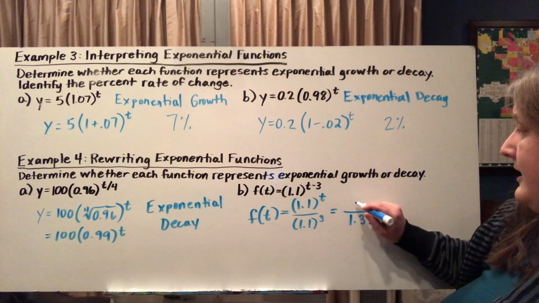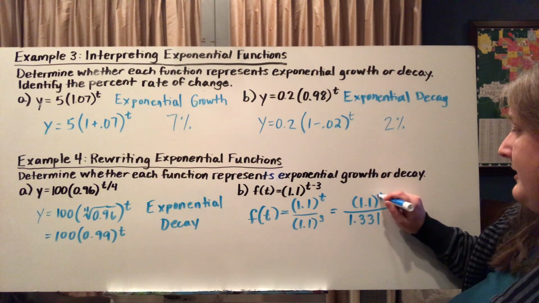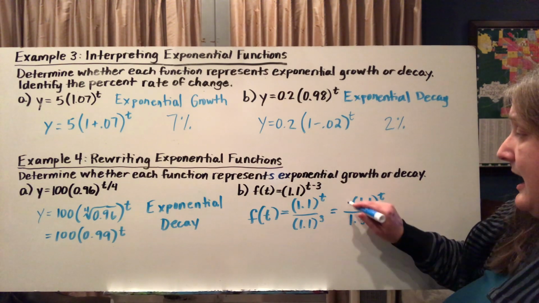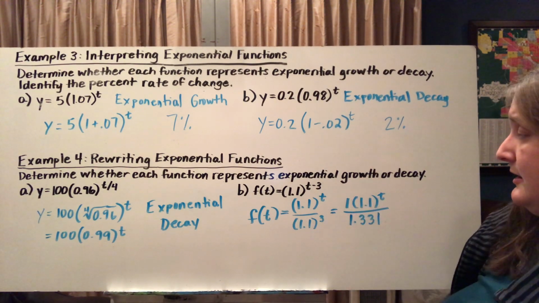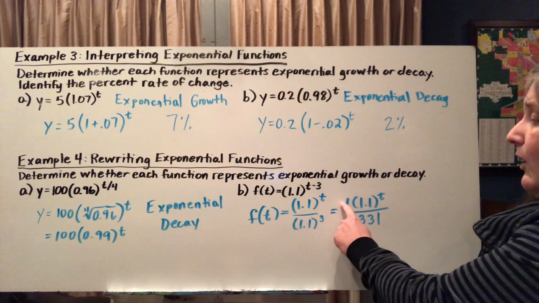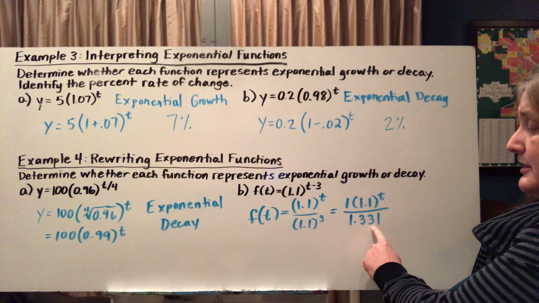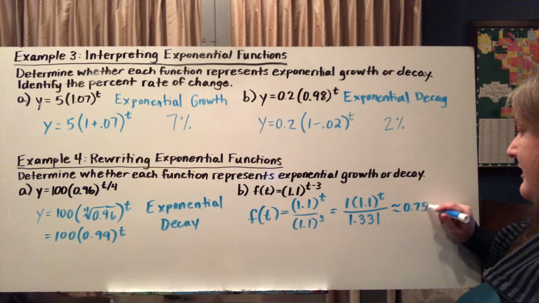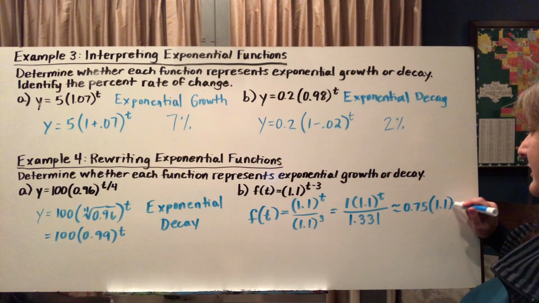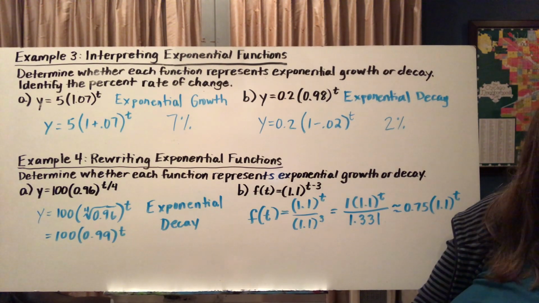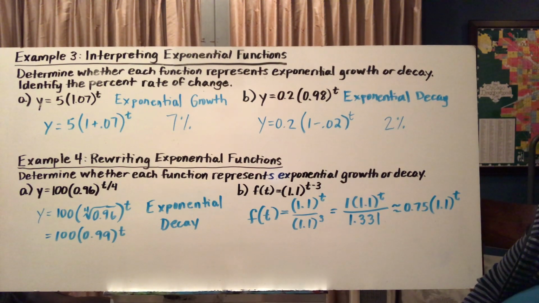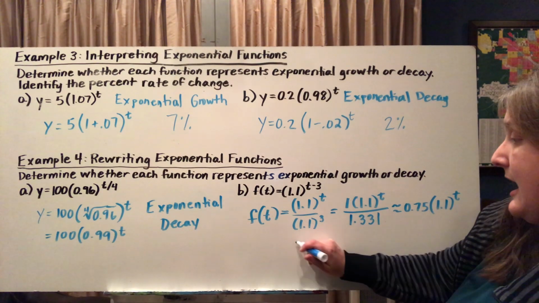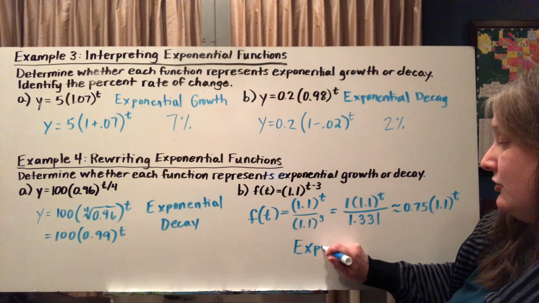1.331. And on the top, I've still got my 1.1 to the t power, which I can't do because I don't know what t is here. I can add my ghost 1 here, my factor that I'm multiplying by, and I can do 1 divided by 1.331, which simplifies to approximately 0.75 times (1.1)^t, which is really all I need to know, because once I see that I have 1.1 in my parentheses and it's greater than 1, I know this is going to be exponential growth.